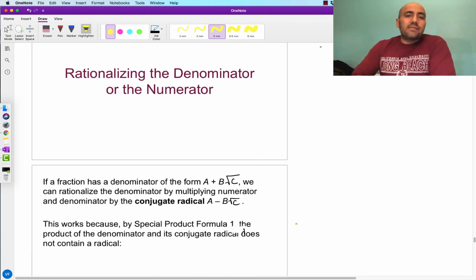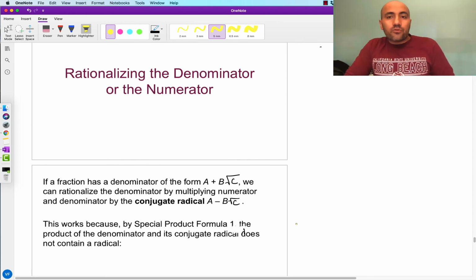Next, rationalizing the denominator or the numerator. What does that mean, rationalizing it? Remember, mathematicians don't like roots in the denominator. Square roots, particularly, we deal with a lot in the denominator of a fraction. From time to time, we might be called upon to get rid of the root in the numerator, though that's not as common. So we have a couple of techniques for doing that.